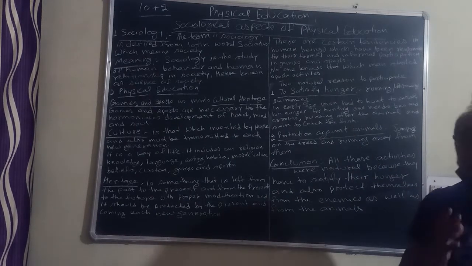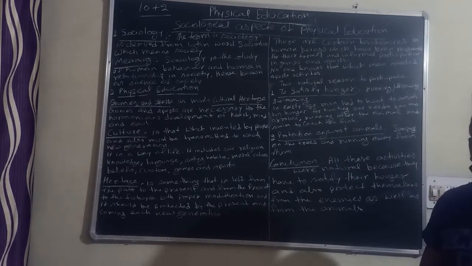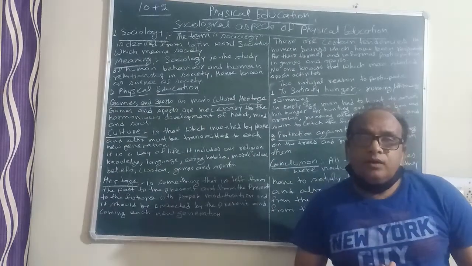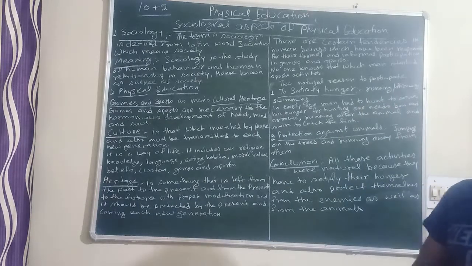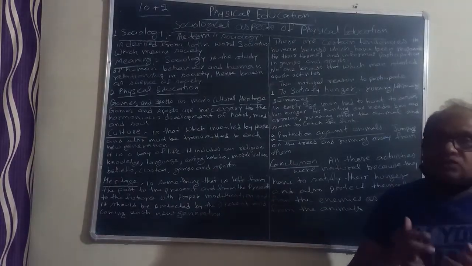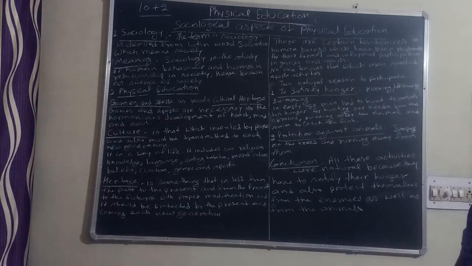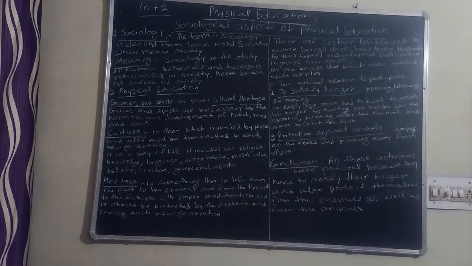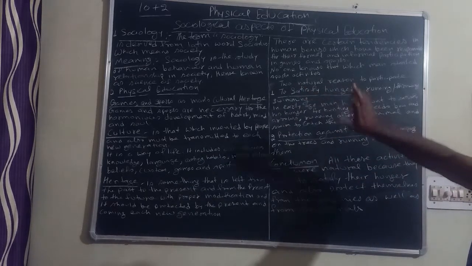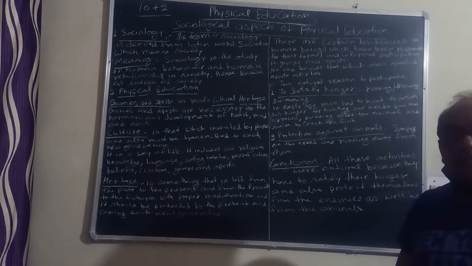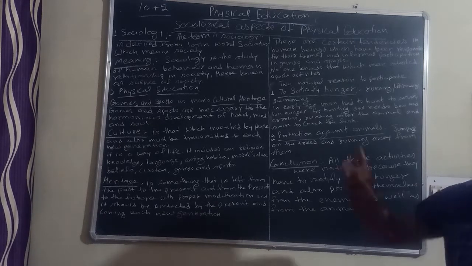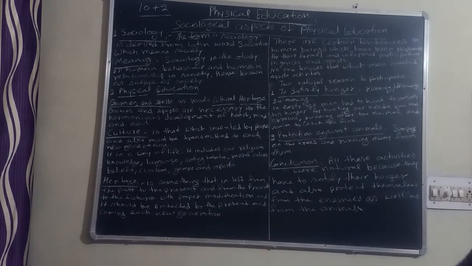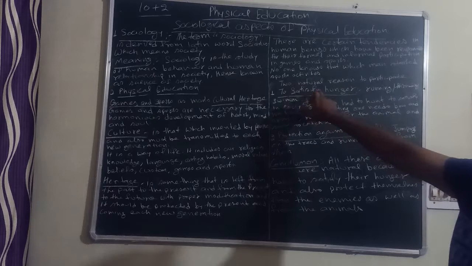When we were in the Stone Age, at that time, what did we have to do to survive in the society? First reason was what? To satisfy hunger. From where did we learn to participate in games and sports? The first motive was to satisfy hunger.